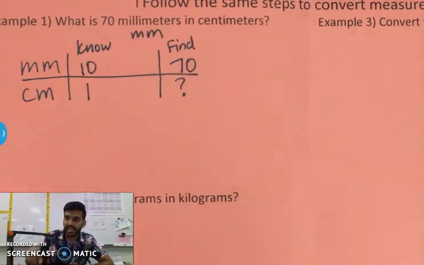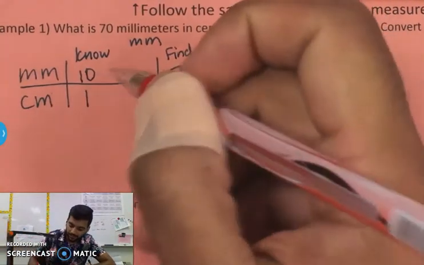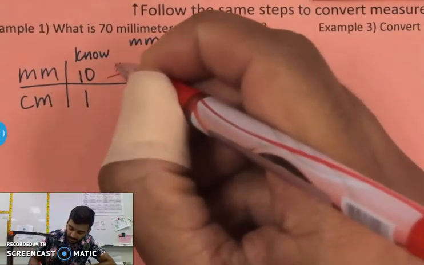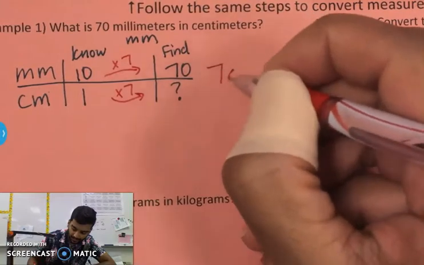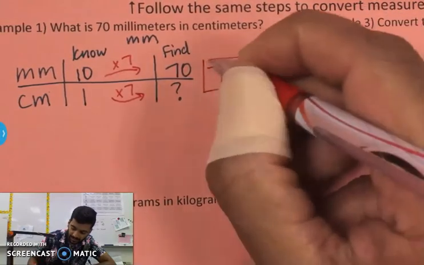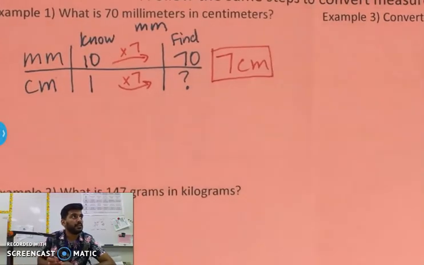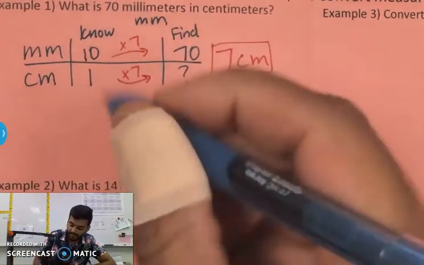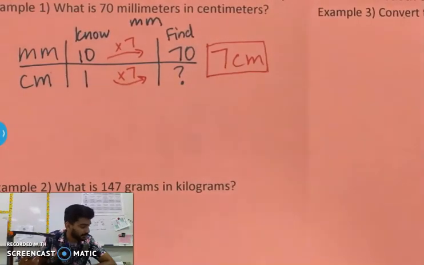So again, we do the exact same thing like we've been doing from the start. How do I go from 10 to 70? We times 7. So what should I multiply 1 by? Times 7. 7 centimeters. Now, if you want to do the other way to set up your chart, that's totally up to you. You'll still get the same answer. So we'll look at another example using that.